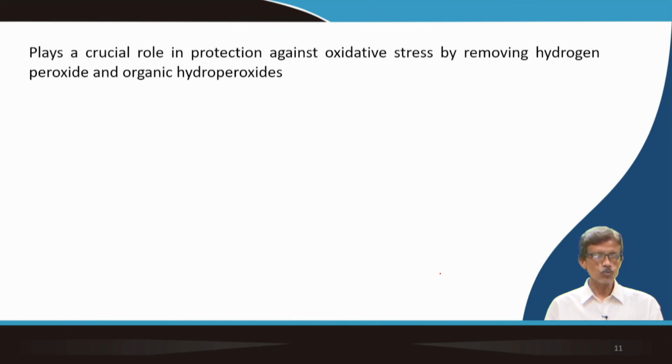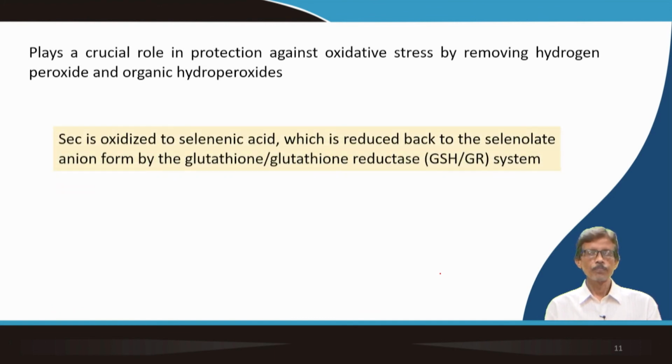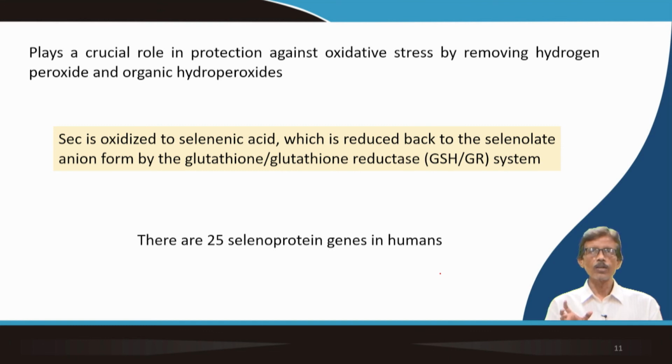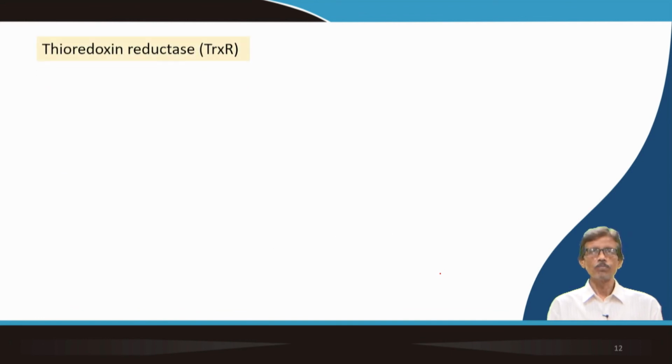So, that is why it is very useful for our protection against oxidative stress, removing hydrogen peroxide and organic hydroperoxides. It is oxidized to selenic acid and the corresponding selenonate, that means the corresponding alcohol function, then glutathione and glutathione reductase. There are altogether 25 selenoprotein genes in humans. So, once you know the protein and the amino acid, you should also be able to identify the genes, and it has been identified that there are so many genes.